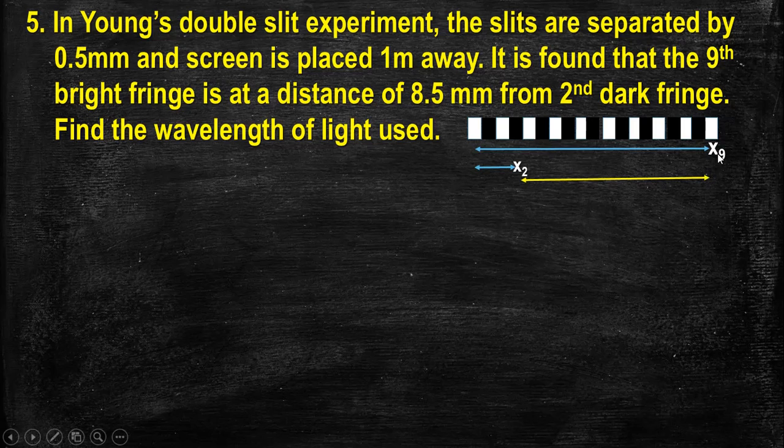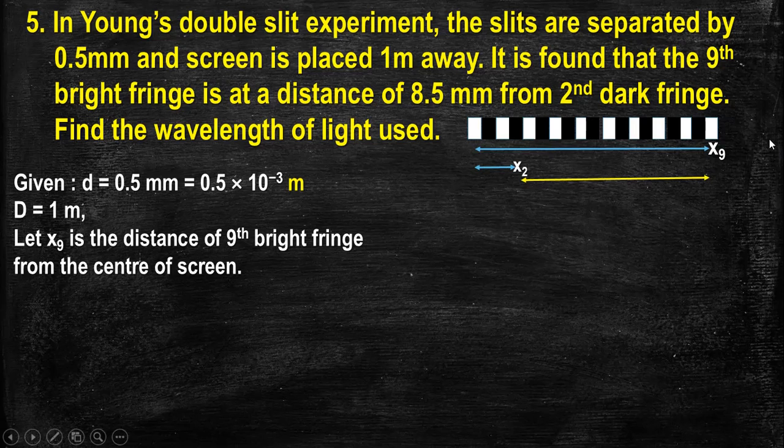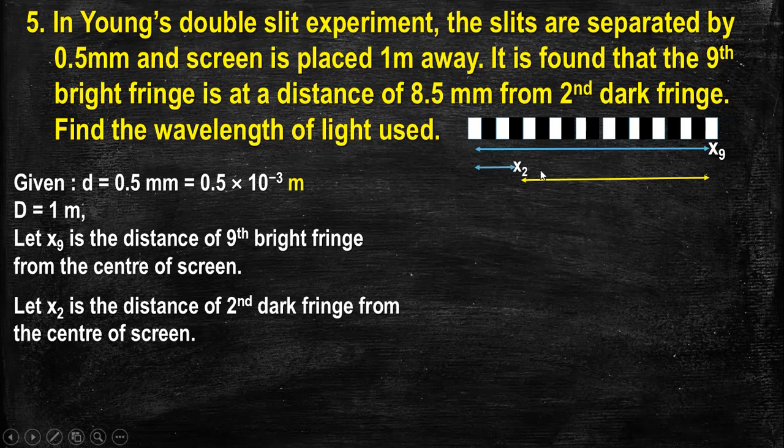So this is the distance of ninth bright fringe from the second dark fringe. So given values are small d equal to 0.5 mm. You have to convert it into meter. Then capital D equal to 1 meter. It is given here. Then let X9 be the distance of ninth bright fringe from the central bright region. Let X2 be the distance of the second dark region from the center of the screen or center of the bright region.